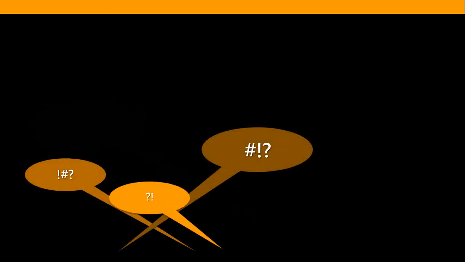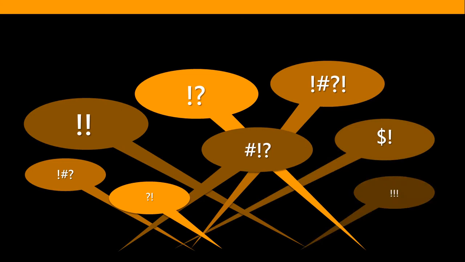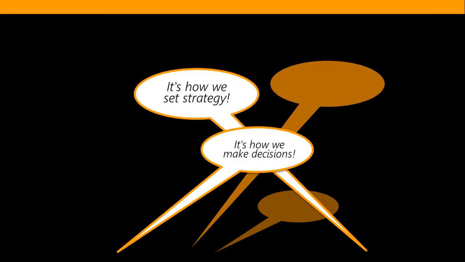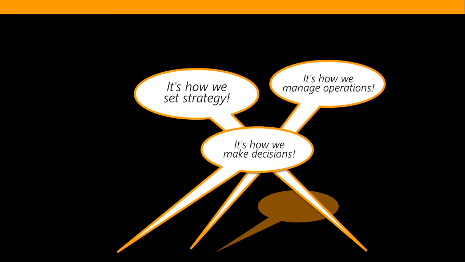But here's a curious thing. Amongst all the current debate and commentary on this topic, there is as yet no commonly accepted definition for governance. The problem is that this term is so flexible and so malleable that, just like the old joke, ask 10 different people to describe it and you're likely to get 11 different answers. It's how we set strategy. It's how we make decisions. It's how we manage operations. It's how we set up, you know, stuff, and so on.